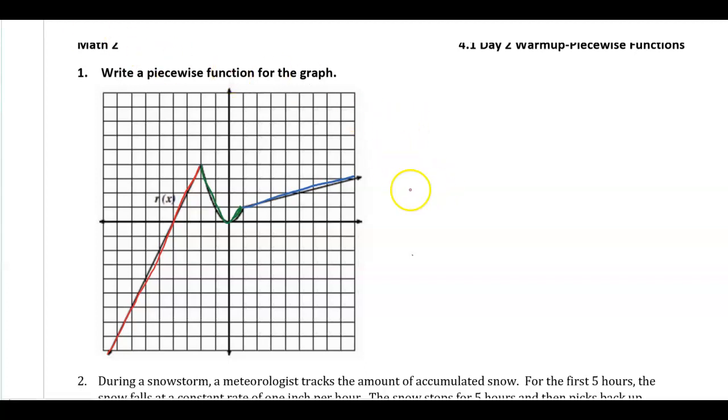Now, when we go to write this piecewise function, we always start with f of x equals, and then I start the little squiggly line, which is really bad. Okay, so let's try this again. Not much better, but better. So the first thing we have to do is find the slope of the line.